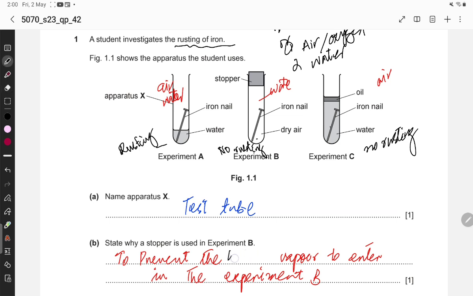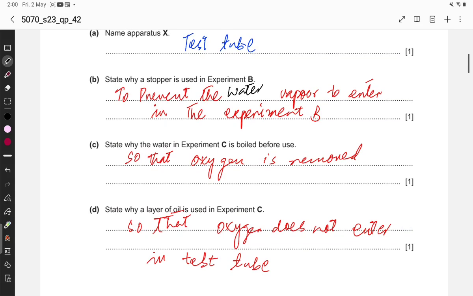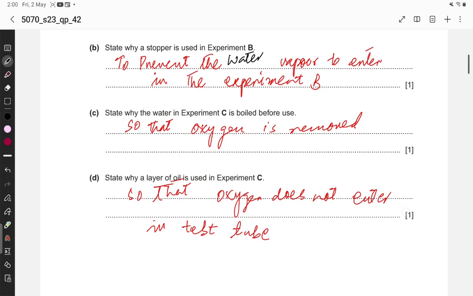To prevent the water vapor. This is correct. To prevent the water vapor from entering experiment B. State why the water in experiment C is boiled before use. Water is boiled before use to eliminate oxygen, or to remove oxygen.